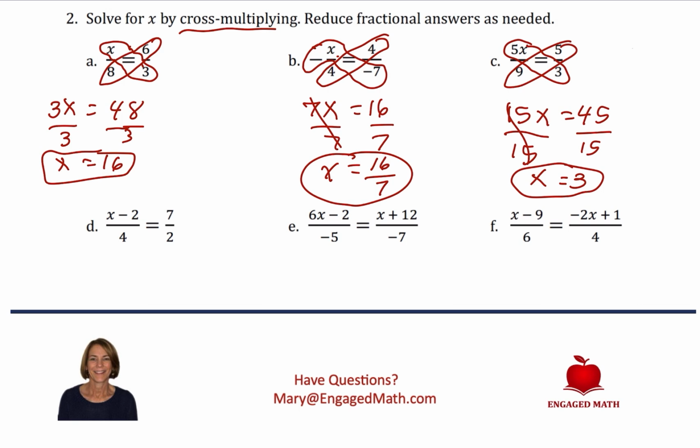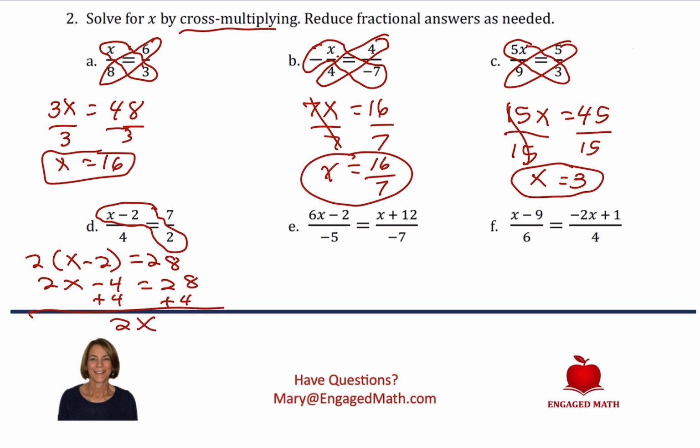Okay, for the next problem, it's a little bit trickier because when we cross multiply, the 2 has to get distributed to the x minus 2. And then, of course, we have 7 times 4, or 28. But I just want to make sure you see this is going to become 2x minus 4 because that 2 distributes, equals 28. So now we add 4 to both sides, and now we have 2x on the left equals 32 on the right. And then when we divide both sides by 2, we're going to get x equals 16. All right, that's it for that one.